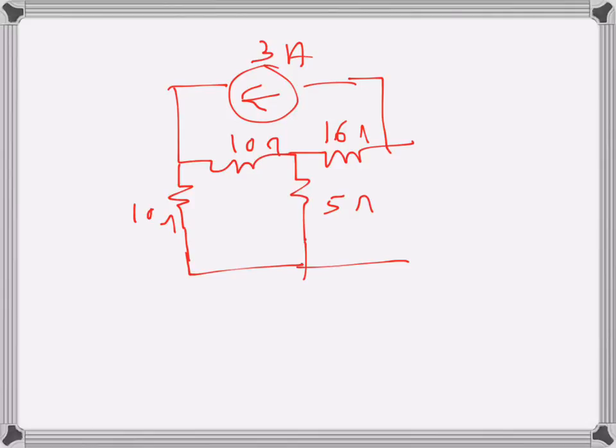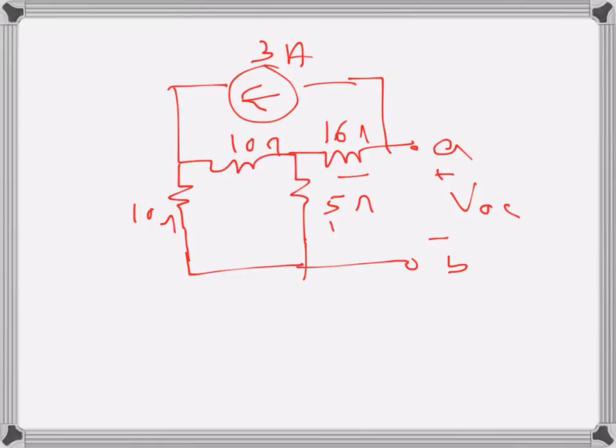Now all we need in this case is the open circuit voltage, that is VOC here. So we need basically the drop across 16 ohms and 5 ohms. So we just need those two.